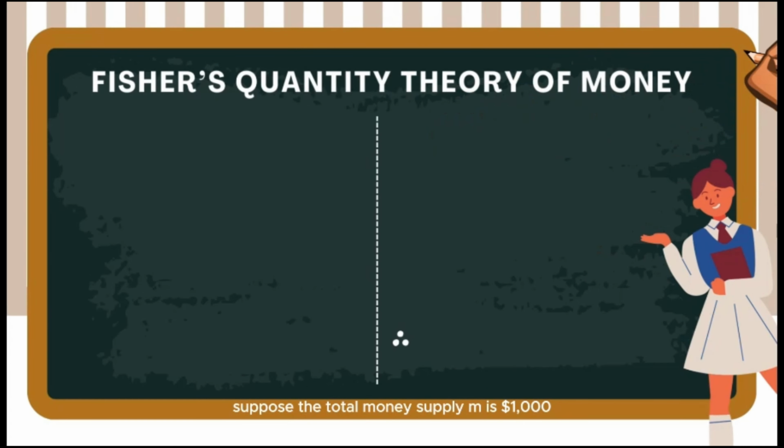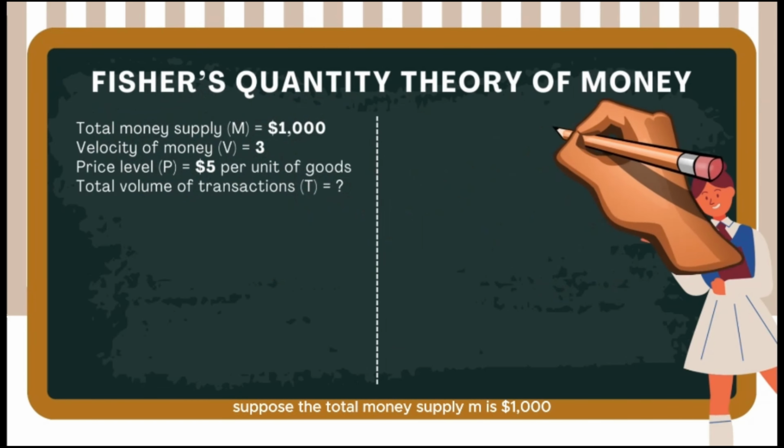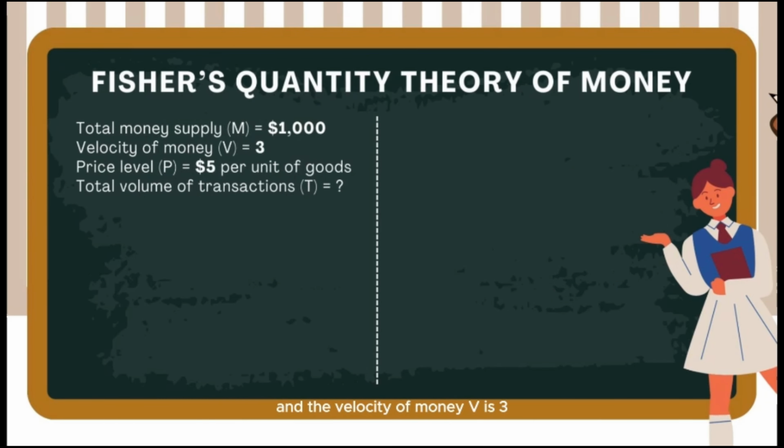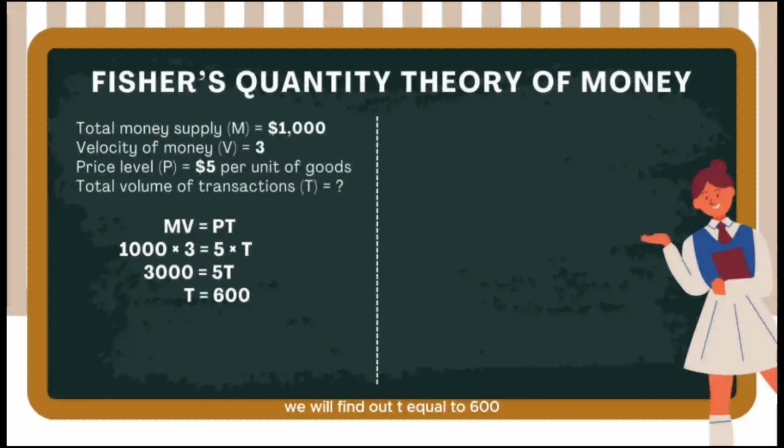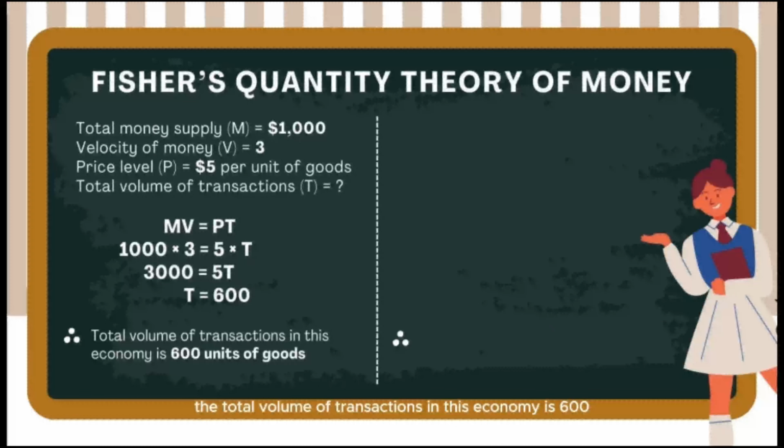Suppose the total money supply M is $1,000 and the velocity of money V is 3, meaning each dollar is spent 3 times in a given period. If the price level P is $5 per unit of goods, we can determine the total volume of transactions T as follows. We will find that T equals 600. Hence, the total volume of transactions in this economy is 600 units of goods.